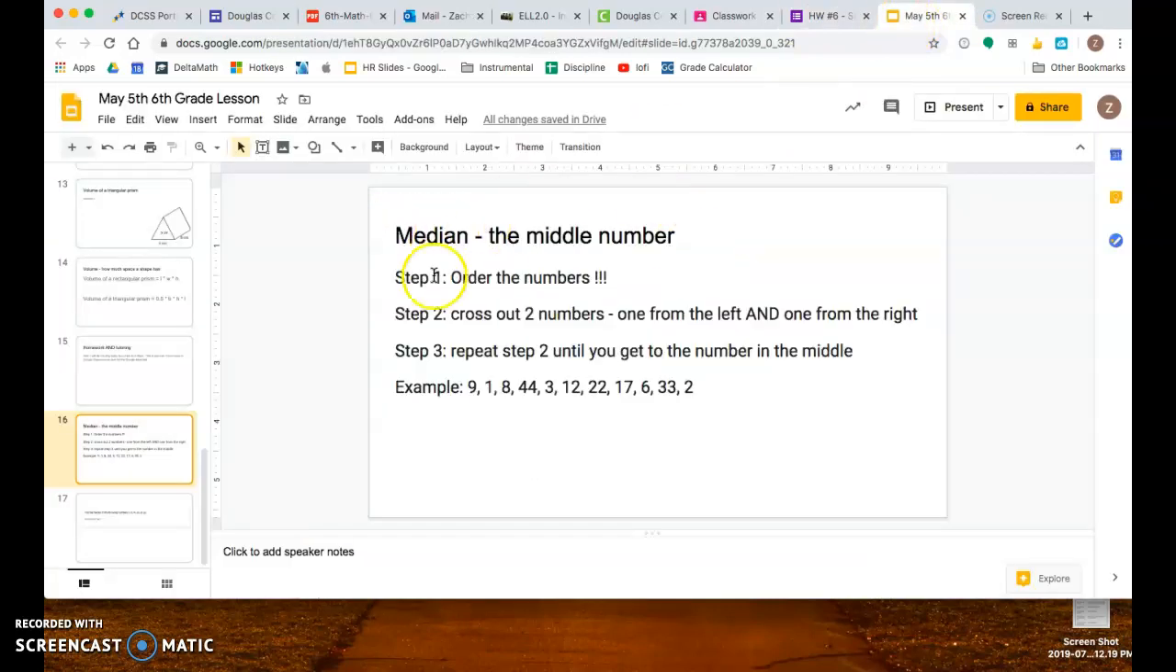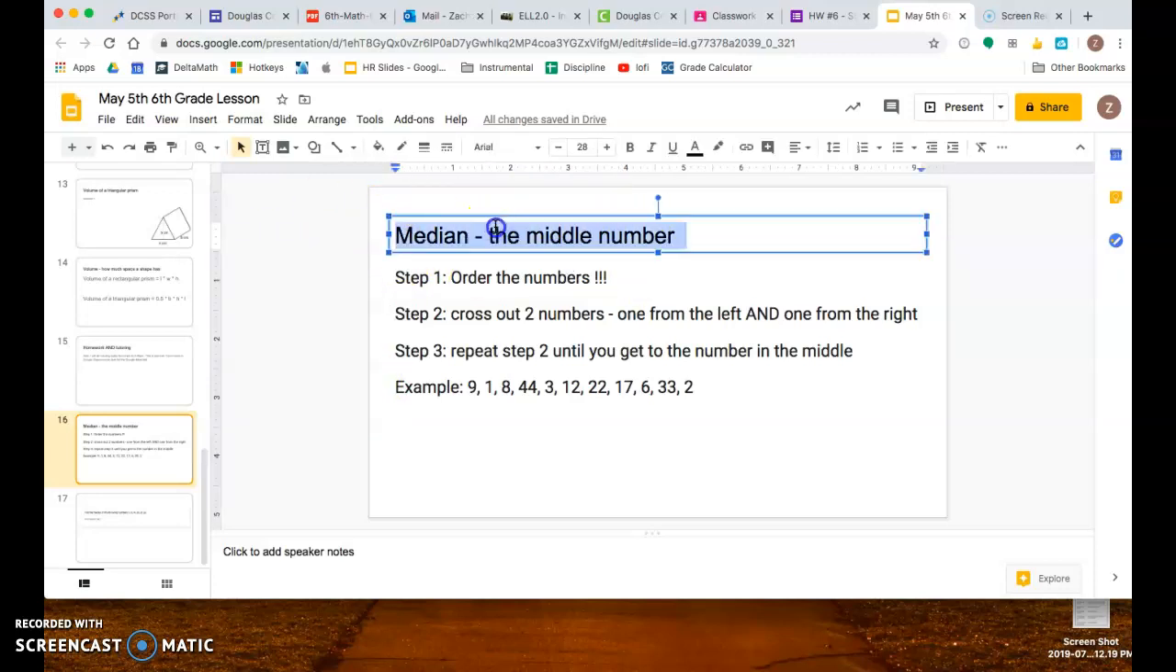We need to talk a little bit about the median. You guys are doing great with mean, and you're doing great with mode, and you're doing great with range, but we're still struggling with median. So let's talk about that. Median is the middle number.